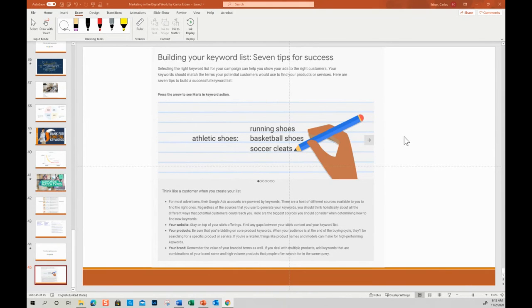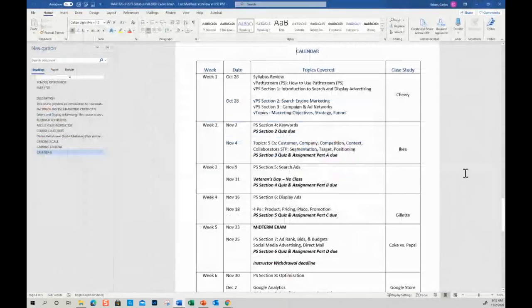Now the good thing is, like I said before, the assignment that is due today is the quiz for section 2, and on Thursday is the one for section 3, I believe. Now, let me see. I forget which section is which. Okay, yeah, for section 3. And section 3 is campaign and ad networks. So what we're covering today is not due until next week.